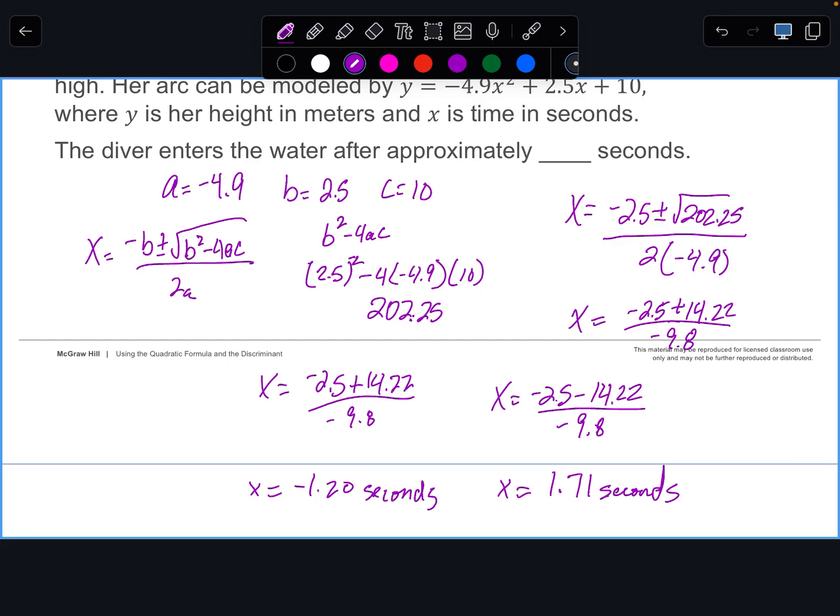Which answer would I use in this problem? 1.71. Okay, questions? All right.